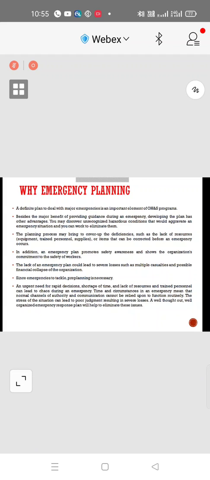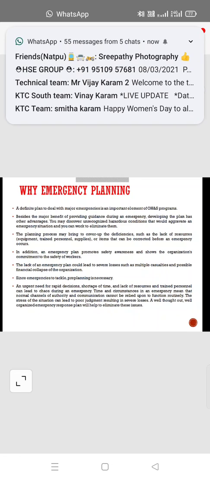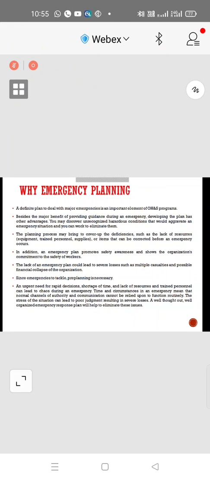If it can be controlled by applying some control measures, under controlled conditions, then emergency planning can be done in proper ways. The areas affected by emergency situations can be somewhat limited. The planning process may help cover up the deficiencies. Some places have deficiencies, and planning helps us correct them, such as the lack of resources.